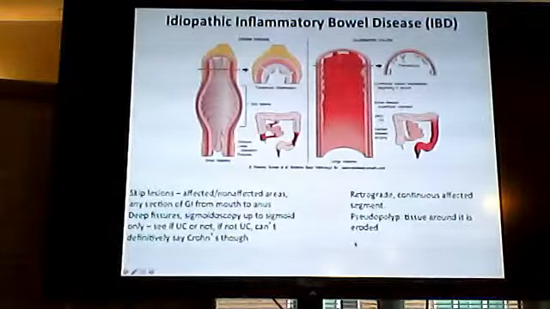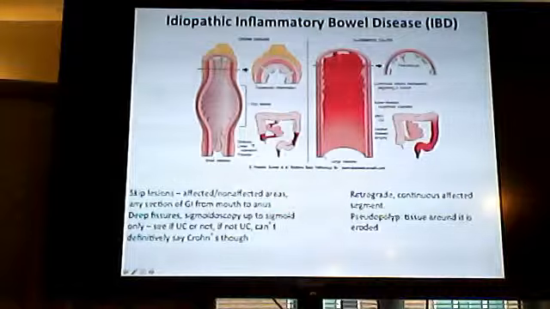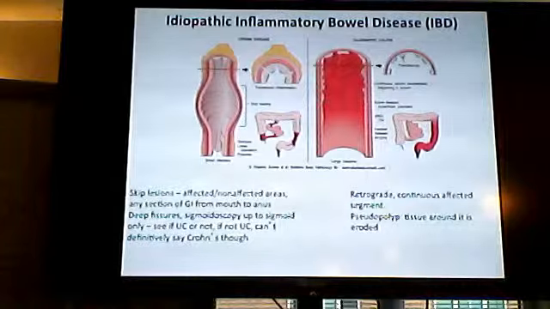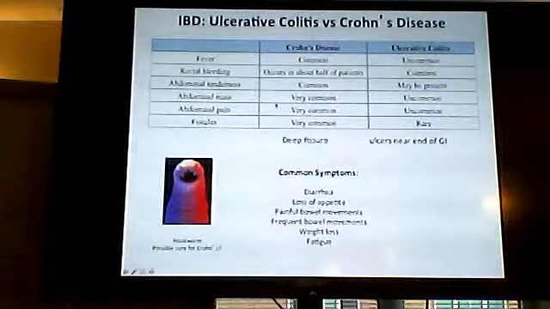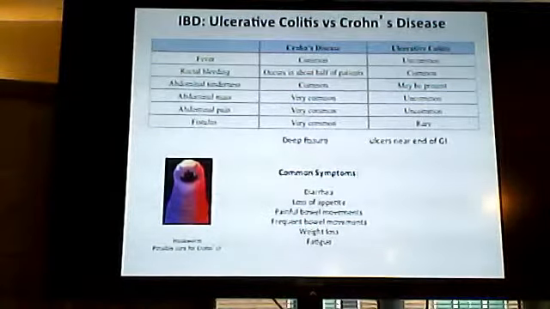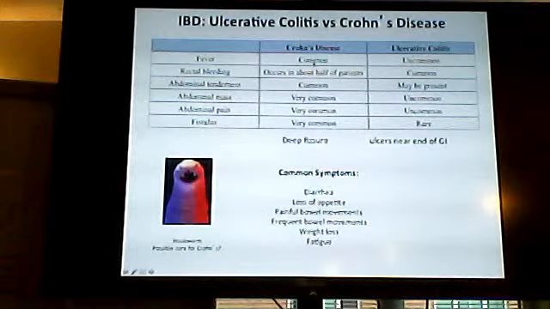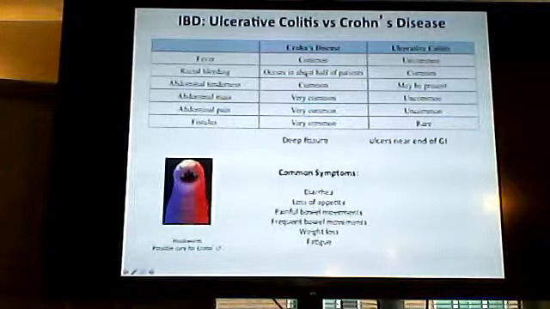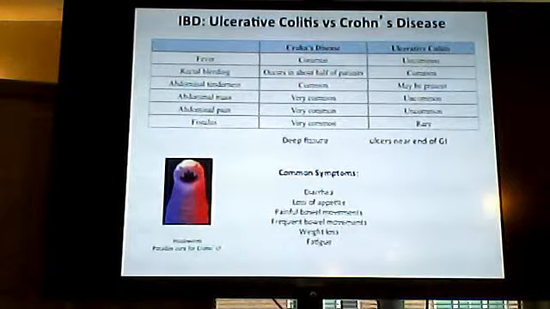Idiopathic inflammatory disease, so Crohn's disease, you have skip lesions, so you can't necessarily detect it with the sigmoidoscopy. And then ulcerative colitis, you can rule out with the sigmoidoscopy because it's one continuous retrograde segment. Crohn's disease, you will have rectal bleeding in half the patients, and common fever, very common pain, and fistulas. Ulcerative colitis, you might not have the fever, and you might have tenderness, but no fistulas.